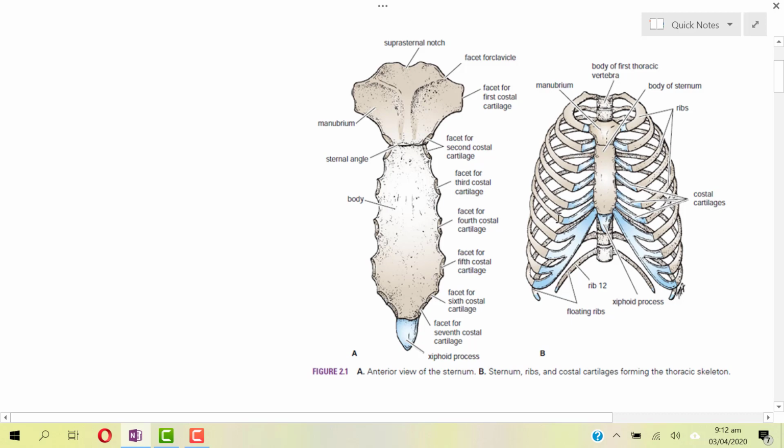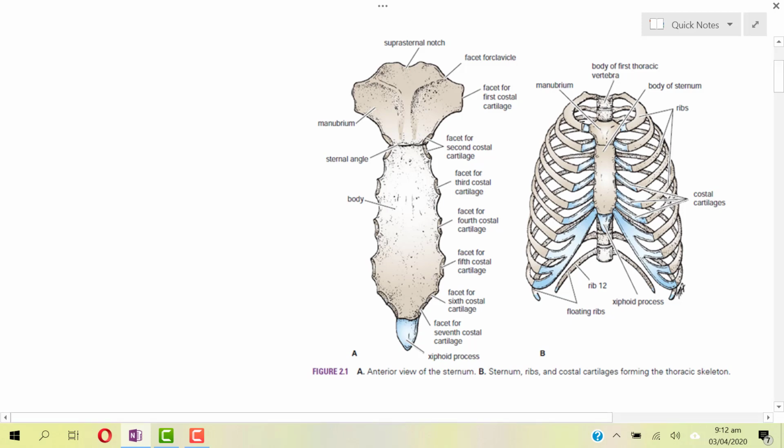Then rib number 6, 7, 8, 9 and 10. 5 to 10. This is the most common question which is asked in viva, that what are the ribs which are most commonly fractured. So rib number 5 to 10 are the most commonly fractured ribs.